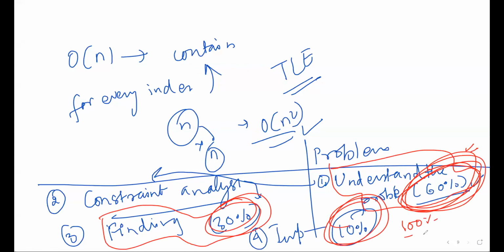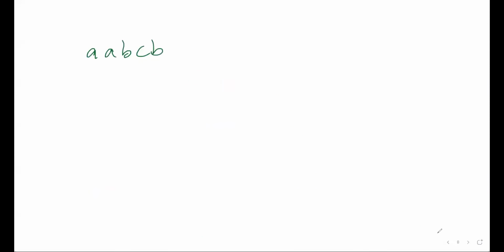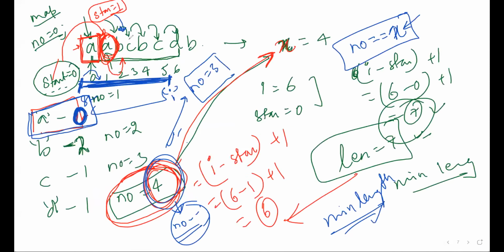So overall 100%. So Anil said, sir, I was late. Can you tell me the question once again? So the question is like this. You are given a string and you have to find the length of the smallest substring containing all the distinct characters of the string.